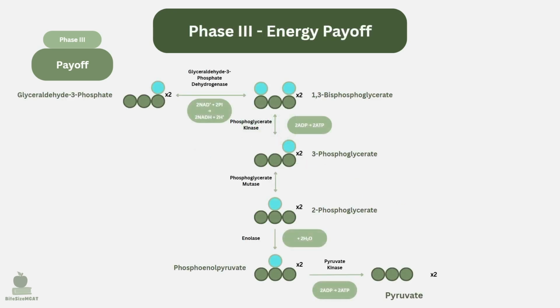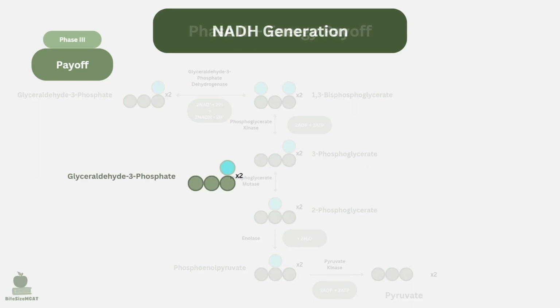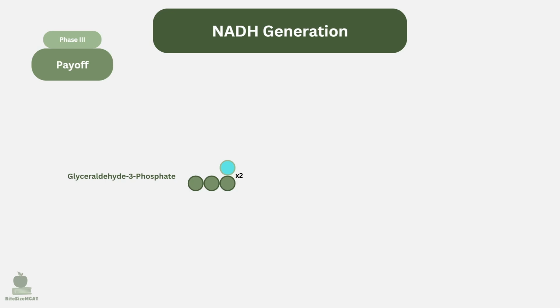So here's the more in-depth process that we will walk through step by step. We will begin with glyceraldehyde 3-phosphate. This then becomes 1,3-bisphosphoglycerate. This process is done by an enzyme called glyceraldehyde 3-phosphate dehydrogenase. And this enzyme is special because it is the only dehydrogenase in all of glycolysis. So let's take a look at what's going on here.